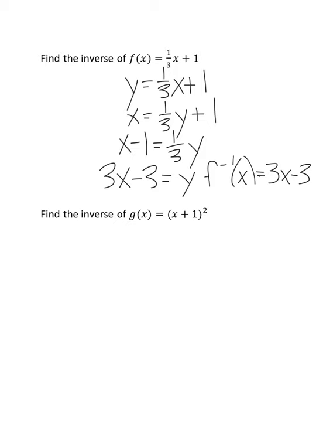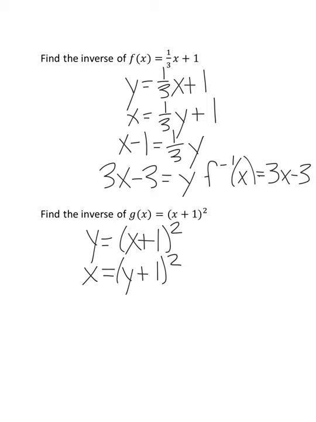Let's try and find the inverse of g of x equals x plus 1 all squared. Start by rewriting in y notation. Switch the positions of x and y in the equation. We want to isolate y. The next step would be to get rid of the squared by square rooting both sides. Remember, when you're taking a square root, you need to remember the plus and minus.